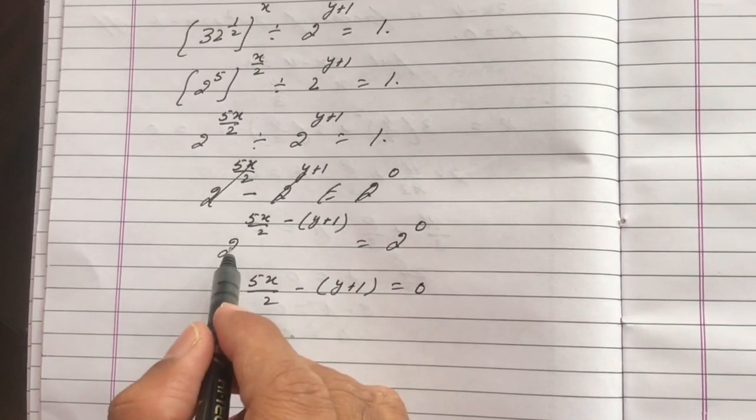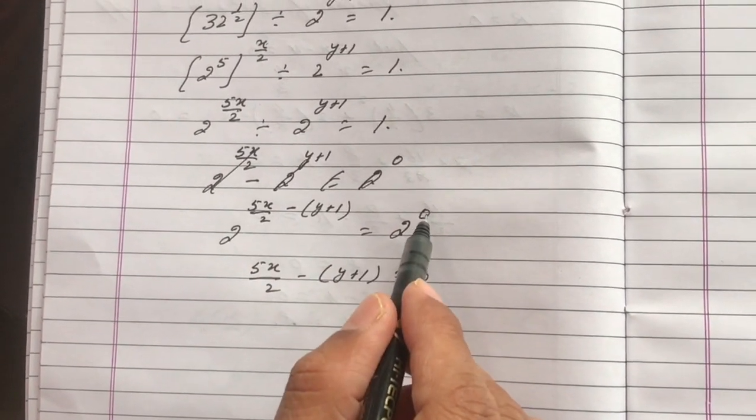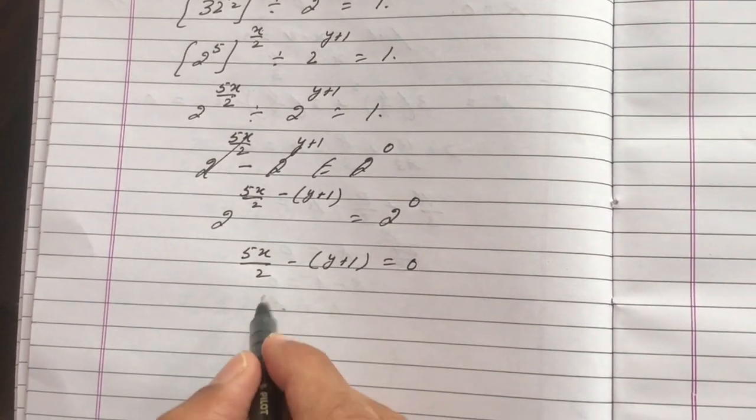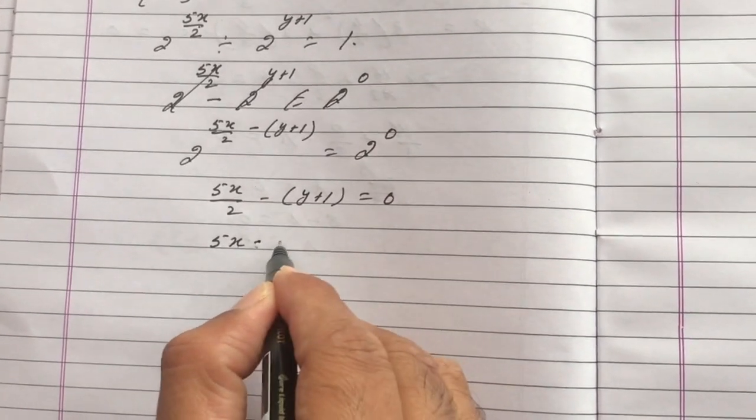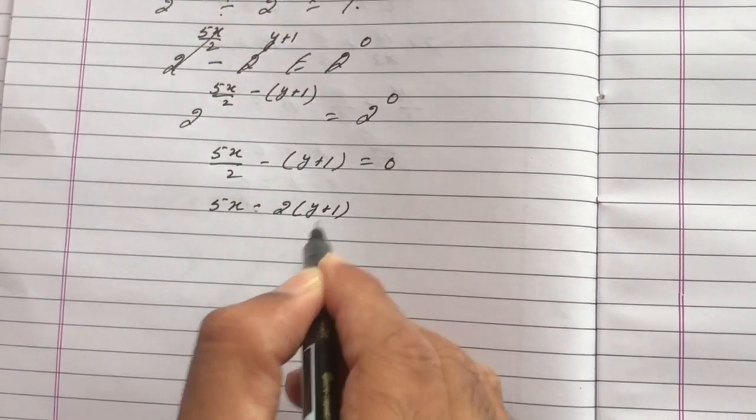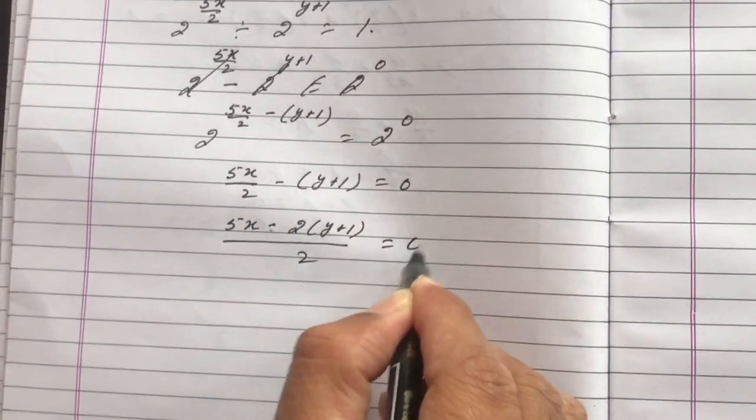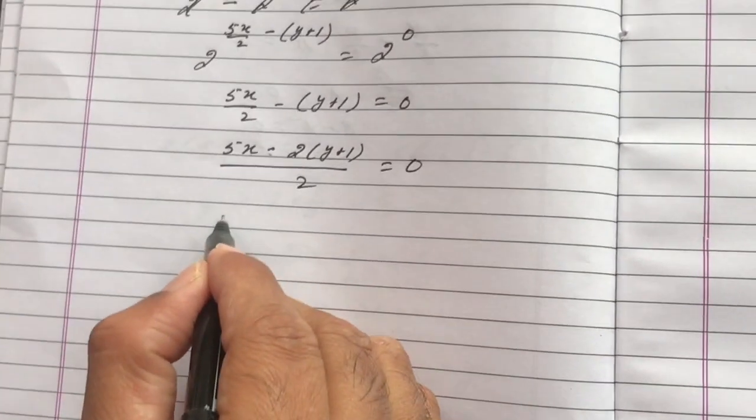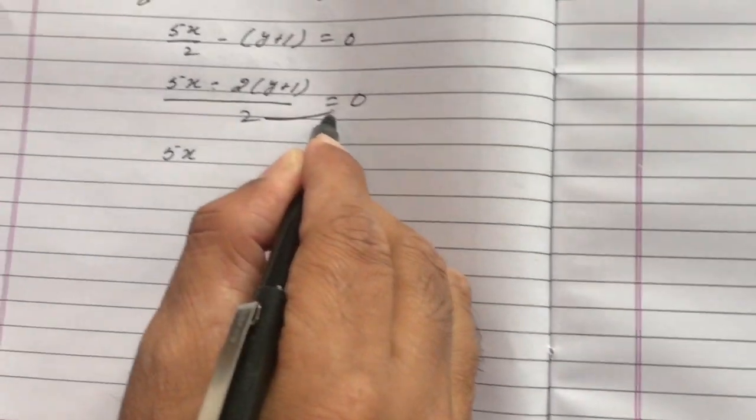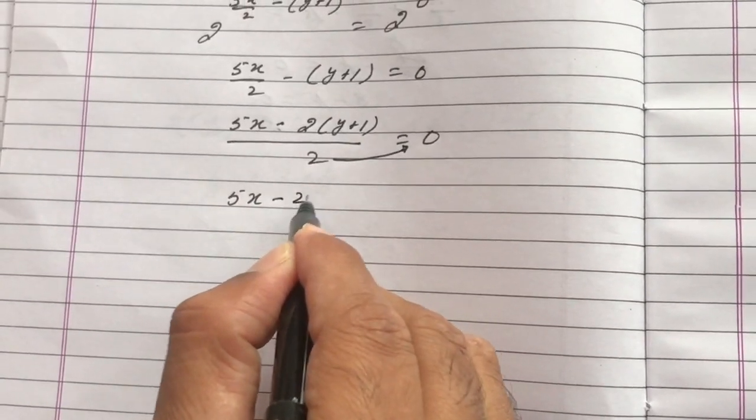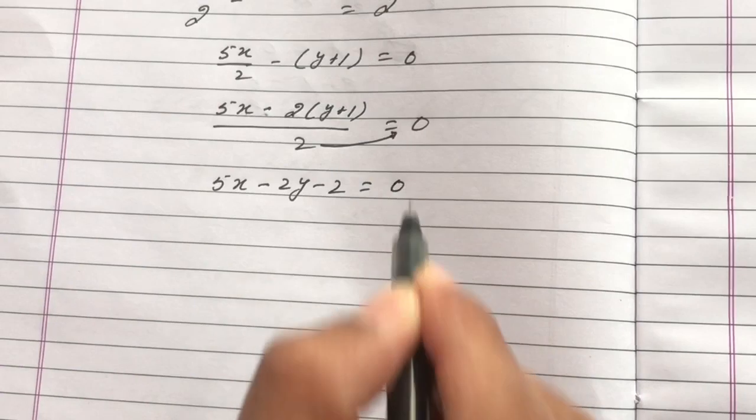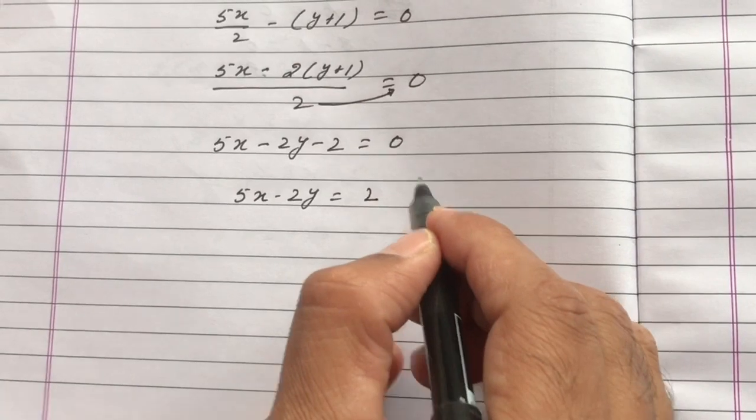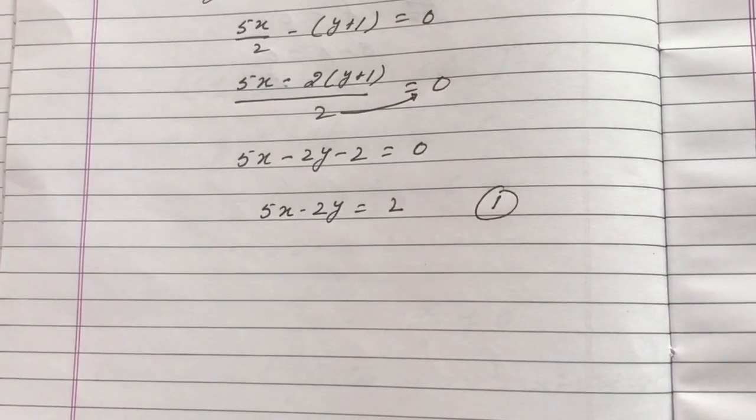I equate the powers. 2 raised to power this one is equal to 2 raised to power 0. So powers I equate, they are equal to 0. Then I take LCM. 5x minus 2 times y plus 1 upon 2 is 0. I take LCM and subtract. 2 will get there. I cross multiply. 5x minus 2y minus 2 equal to 0. So 5x minus 2y is equal to 2. This is equation number 1.